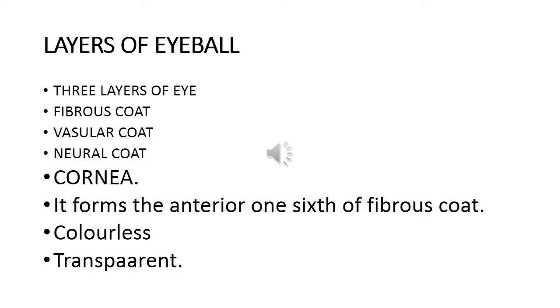It is colorless and transparent, just like glass. Because of the transparency, it is of prime importance that no blood vessels are present in the cornea. This is the viva question which is usually asked: the cornea has no blood supply. However, the tissues receive oxygen, water and nutrients by diffusion from the tear film covering the anterior surface of the cornea, and the nutrients and oxygen also reach the deeper corneal layers by diffusion from the aqueous humor which is present in the anterior chamber of the eyeball.